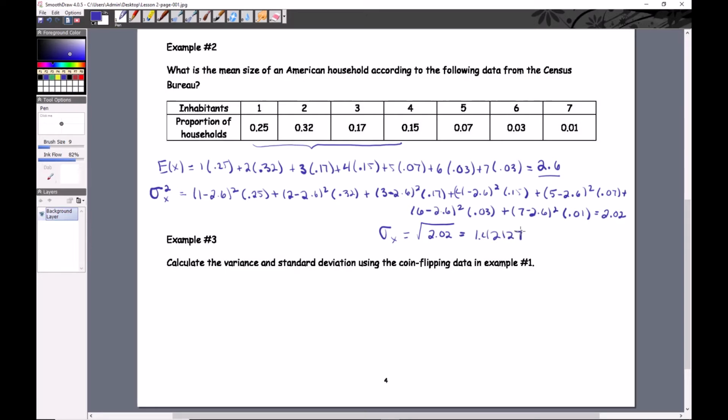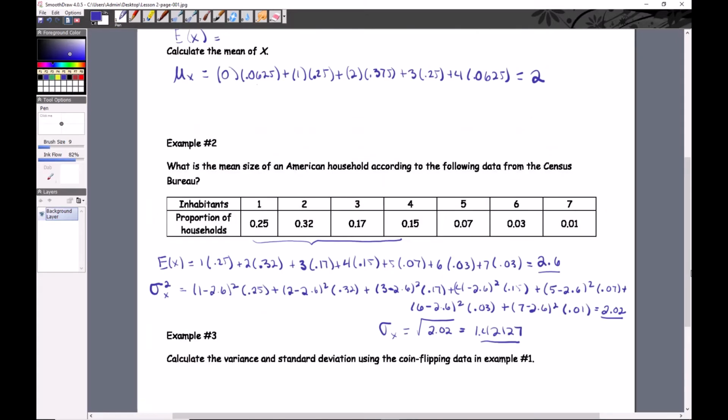All right, I kind of went a little bit off the rounding, but remember it's at least 4. So there you go. There's your mean, there's your variance, there's your standard deviation. Okay, so let me show you what this looks like in a calculator.